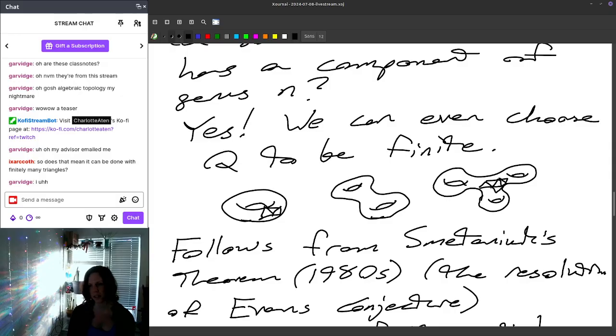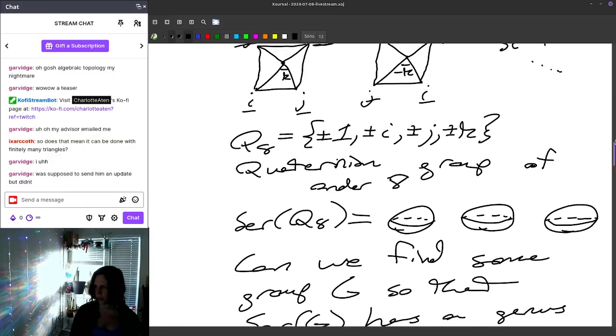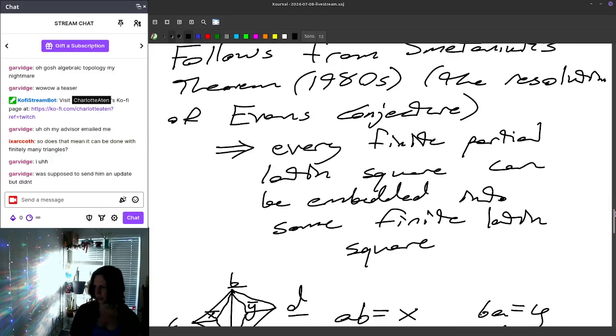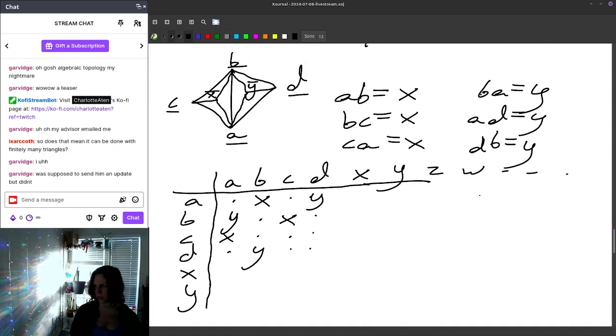Oh yeah, it does mean that it can be done with finitely many triangles. So actually, it's always possible to give a finite triangulation of such a surface, and therefore you can make a finite partial Latin square or partial quasi-group. Where is it? Like the one that I had over here. And that means since you can complete it by adding at most finitely many new symbols, you can do all of this with finitely many triangles, finitely many symbols, everything finite.